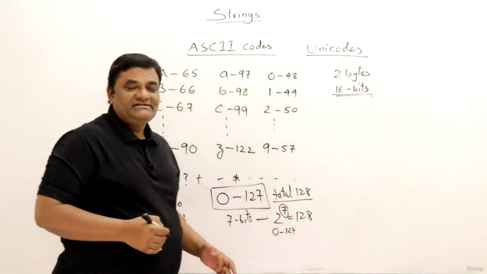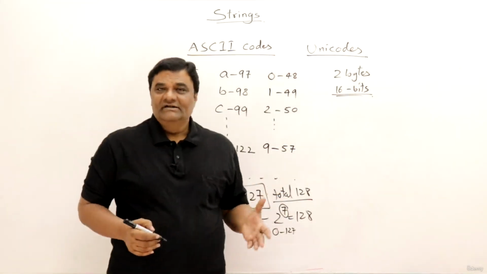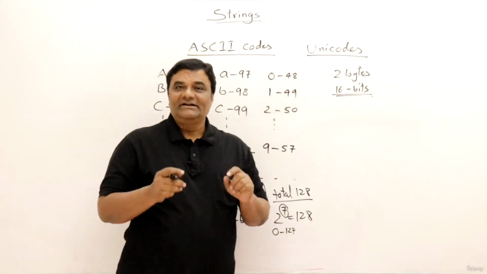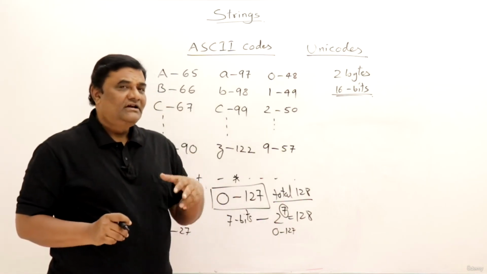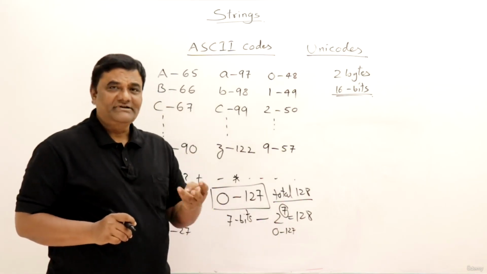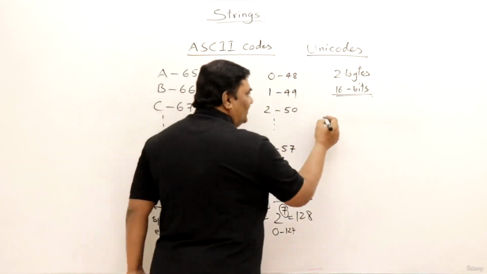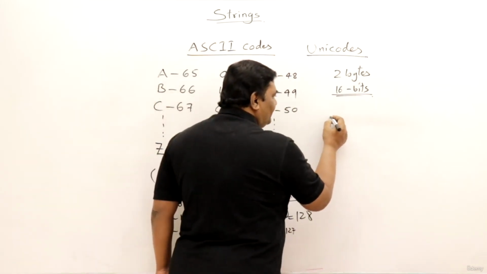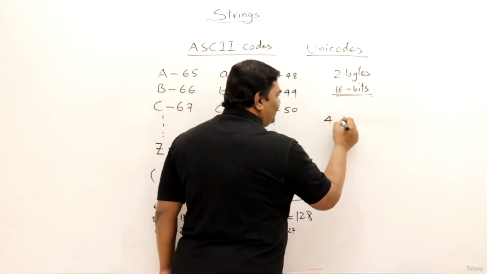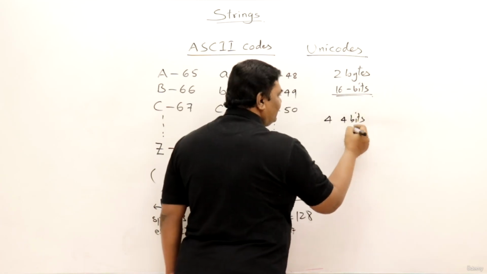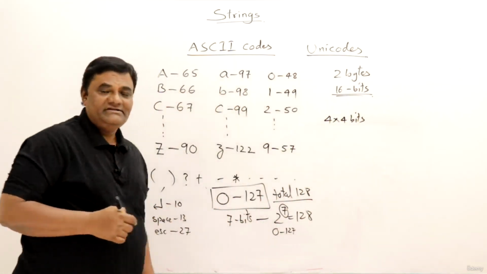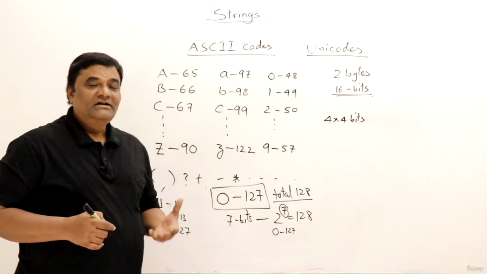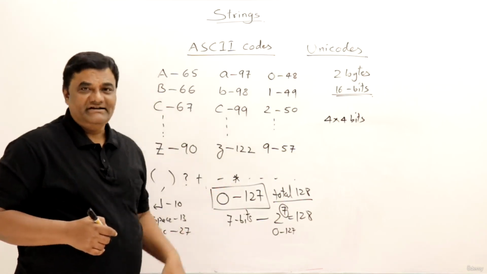Right? Because it is supporting all natural languages, these 16 bits can be represented in the form of hexadecimal codes. Hexadecimal digits are represented in 4 bits each, so that is 4 times 4, 16. So these Unicode codes are represented in hexadecimal form, in 4 hexadecimal digits.